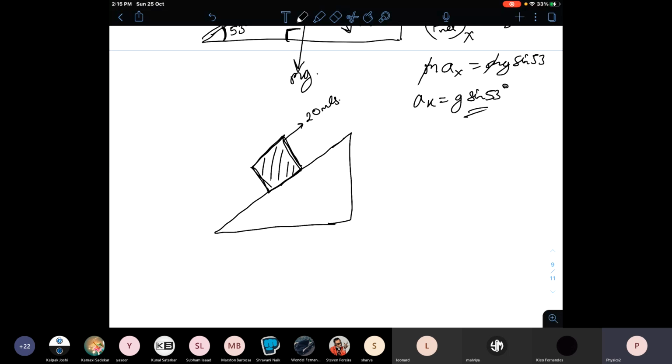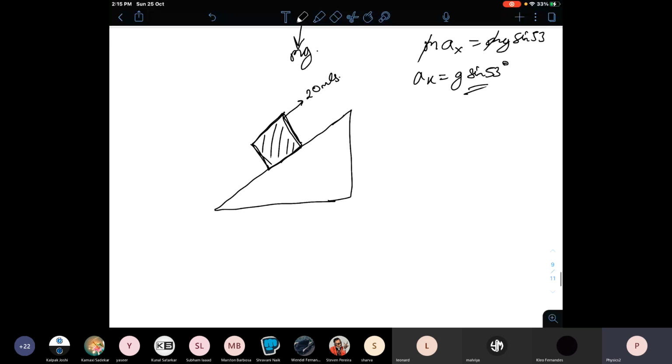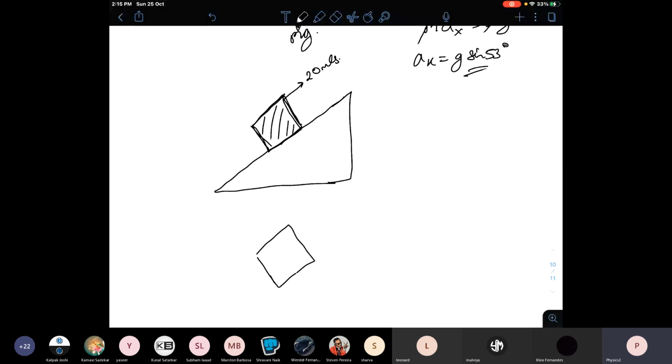When I remove something for the purpose of studying it, it does not change its property. When I remove it over here and draw it over here, it does not mean that its velocity or acceleration will become zero. It will still have the same velocity, 20 meters per second, and it will have some acceleration in the backward direction along the x-axis.